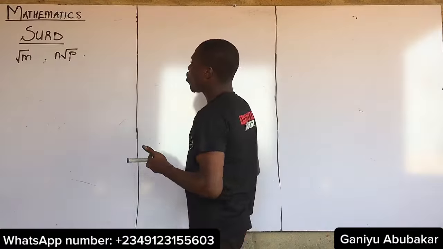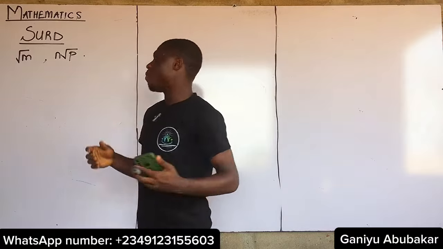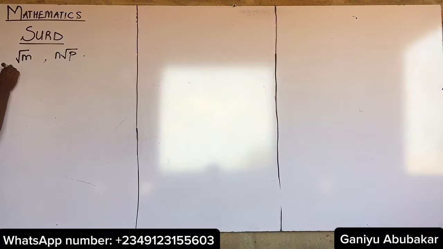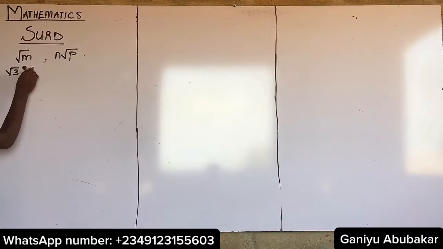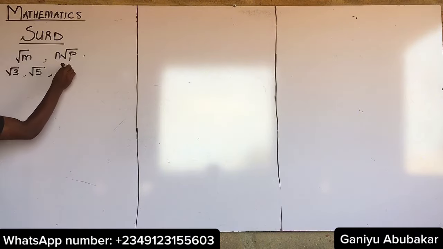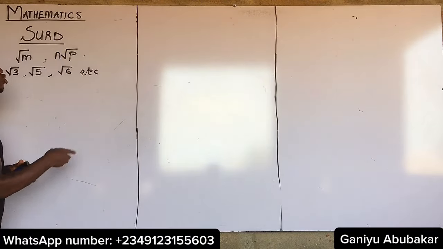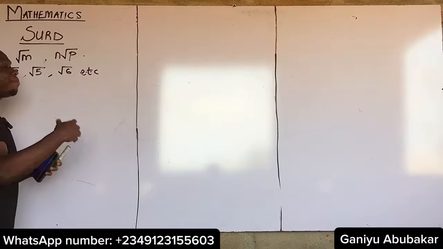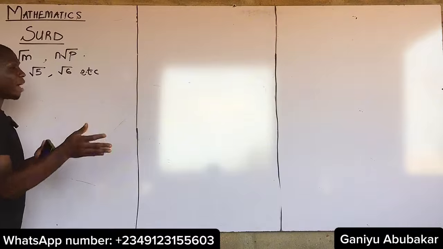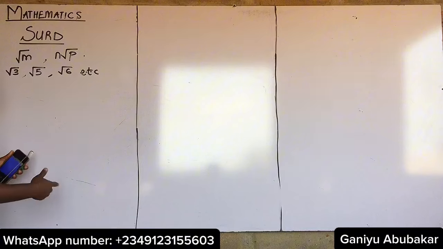Note that when it comes to surd, there are certain numbers that work with surd. If I have root 3, root 5, root 6, and so on, these are numbers we should be expecting in surd. When I punch root 3 on my calculator, I have my answer in decimal. So any number I press root on and get a decimal number is expressed in terms of surd.